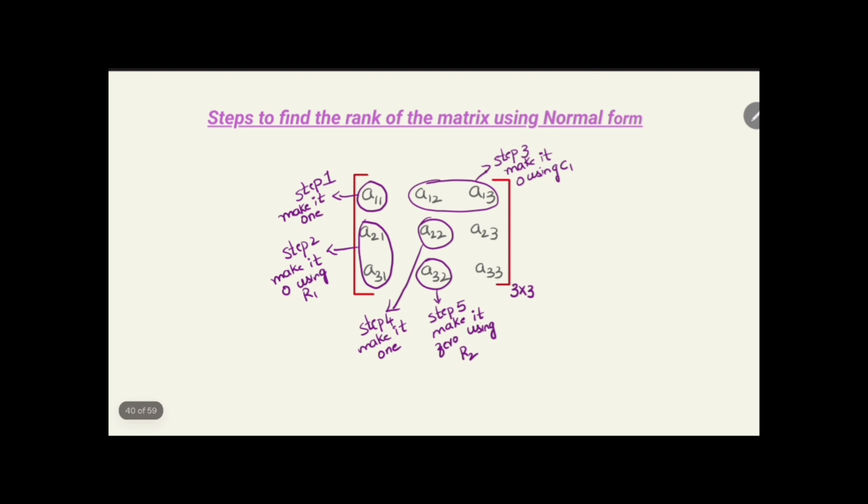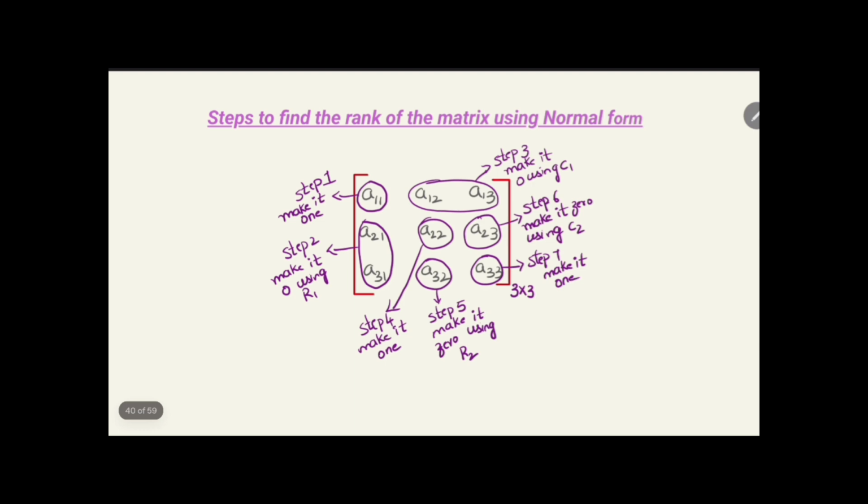Okay. Now next, the next element that we have to make 0 is A23, by making use of column 2. Make it 0. This is step 6. Make it 0 using column 2. Next, the last diagonal element, A33, make it 1. That is step 7. Totally we have 7 steps to be performed. Remember this order. Okay, make it 1.